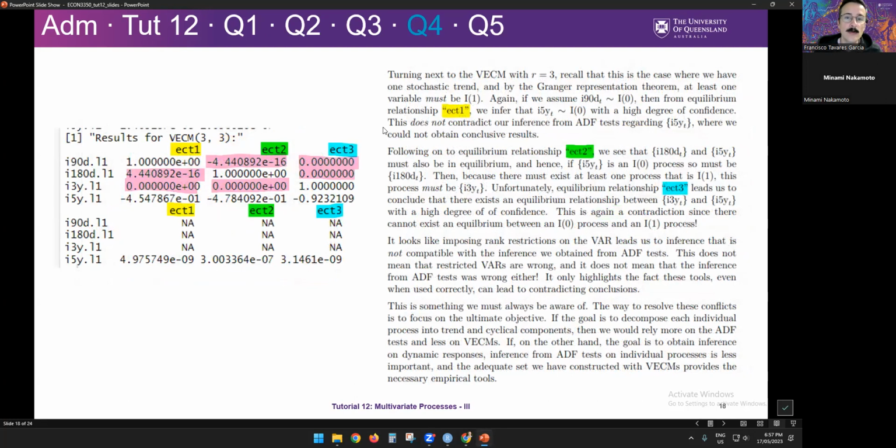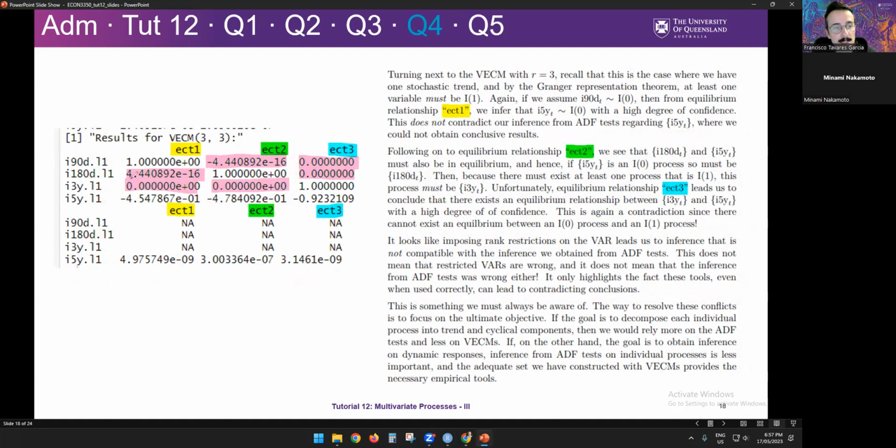Let's move to the third, to the one with 3. Now we have 3 equilibriums because this is a rank 3 vector error correction model. So for the first one, let's start there. At least one of them must be I1.